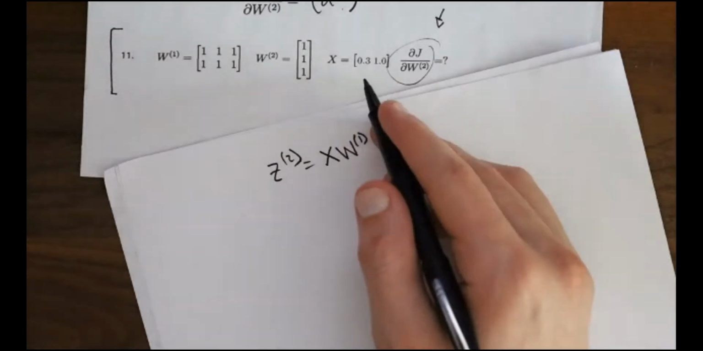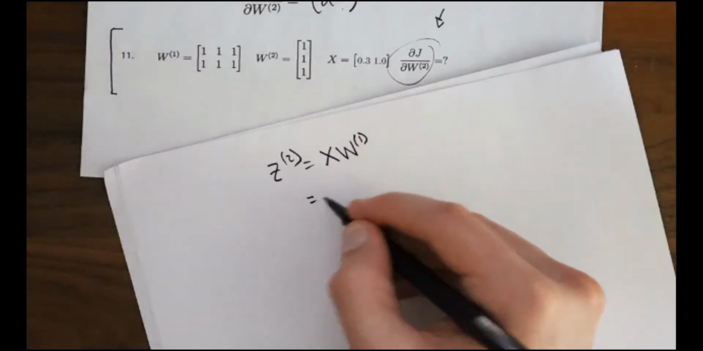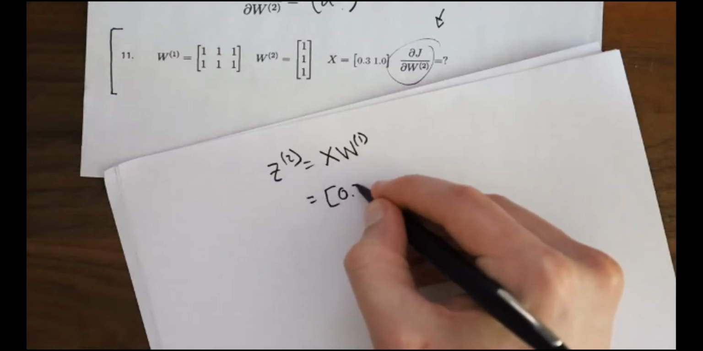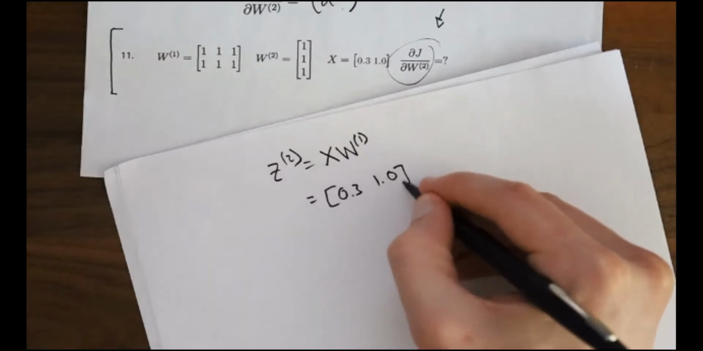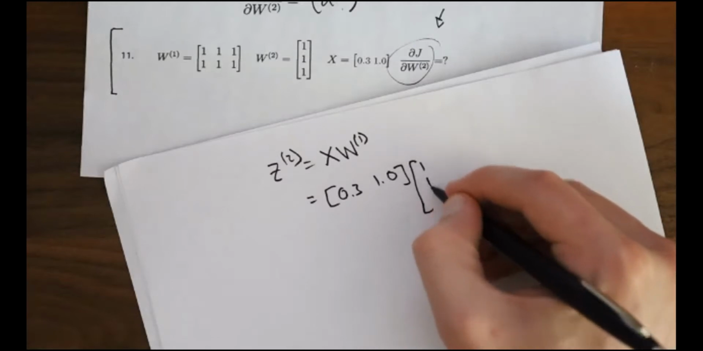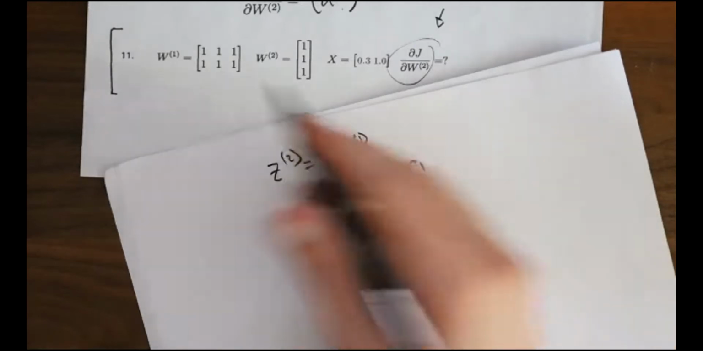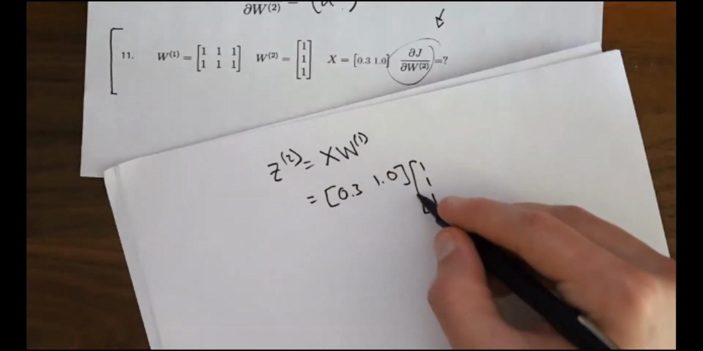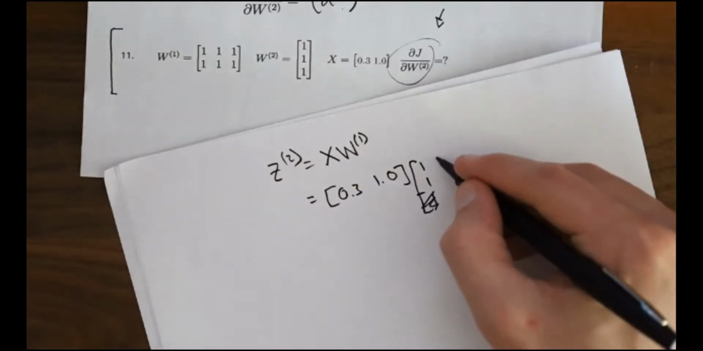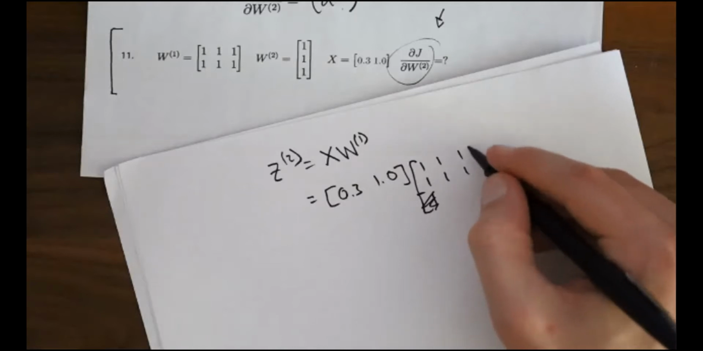So we have X, we have W1. So this is going to be 0.3, 1.0. Let's see, and I've got 1, 1, 1. Wait, is that going to work? Am I already in trouble? Oh, I used the wrong W. That's funny. All right, so W1 is like this. I was like, man, I already broke the equation. That's not a good sign.